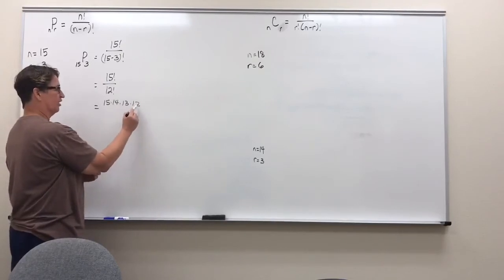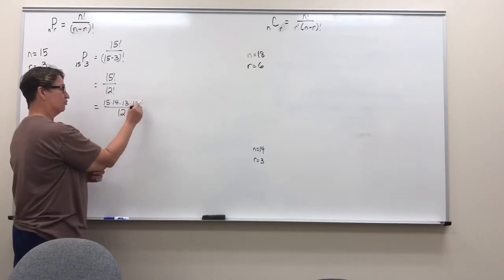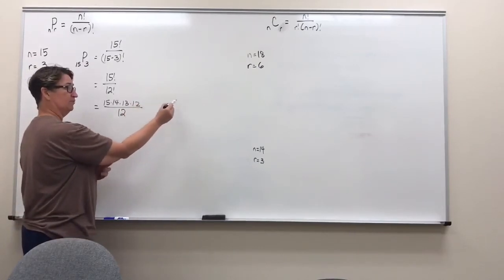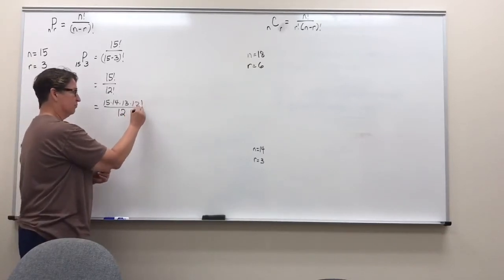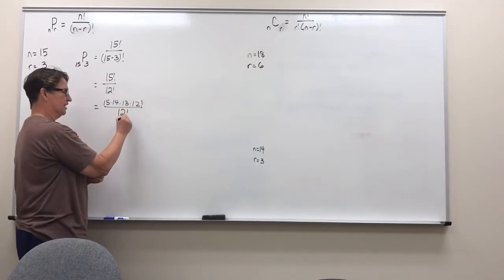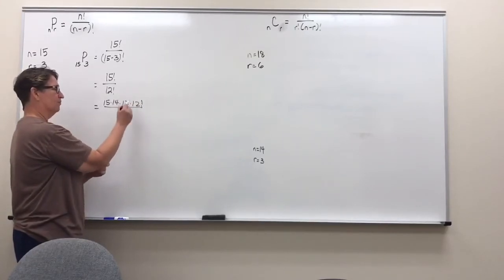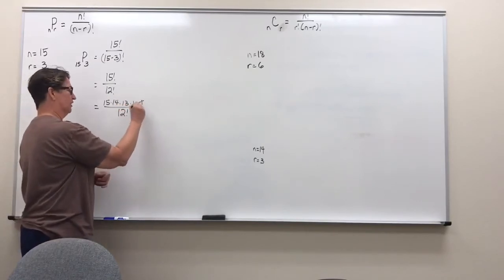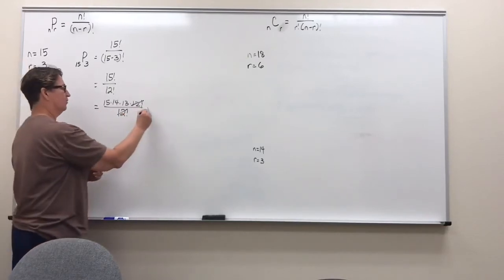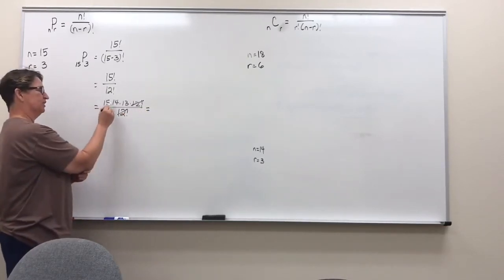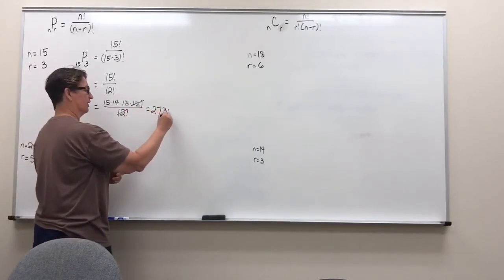I stopped here at 12 because on the bottom I also have 12. Now I could write out 12 times 11 times 10 times 9 and do the same thing on the bottom, but since this 12 factorial is the same as that 12 factorial, when I have the same thing on top and on bottom, that divides to equal 1. So I can make those just be equal to 1. Now, all I'm left with is 15 times 14 times 13, or 2,730.